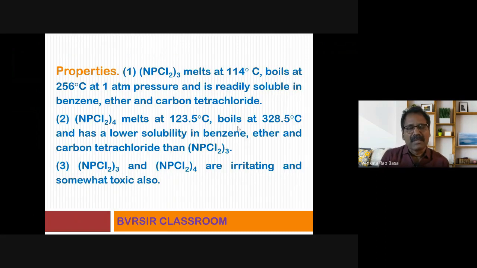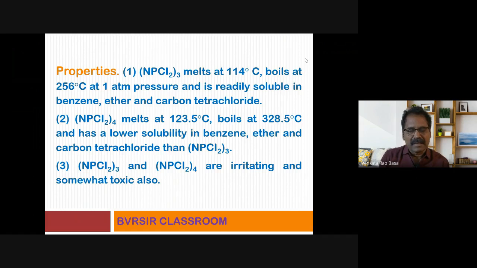Now coming to properties. The first molecule, which is a trimer, (NPCl2)3, melts at about 114 degrees C and boils at a temperature of 256 degrees C at 1 atmosphere pressure, and is readily soluble in benzene, ether and carbon tetrachloride type of solvents. The tetramer, that is (NPCl2)4, melts at about 123.5 degrees C and boils at 328.5 degrees C, and has a lower solubility in benzene, ether and carbon tetrachloride than the trimer. That means solubility is more for the trimer than that of the tetramer.